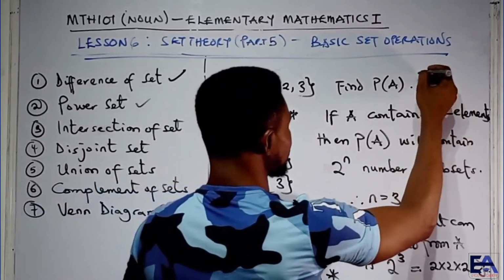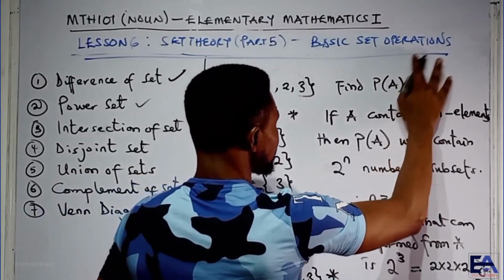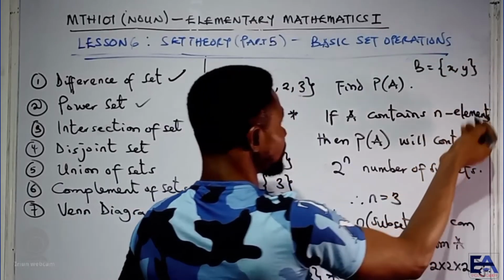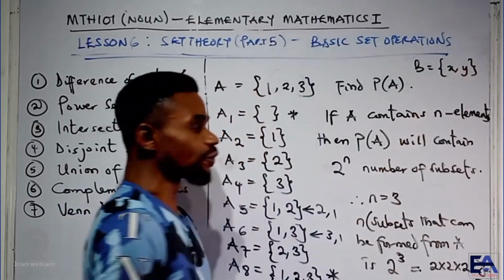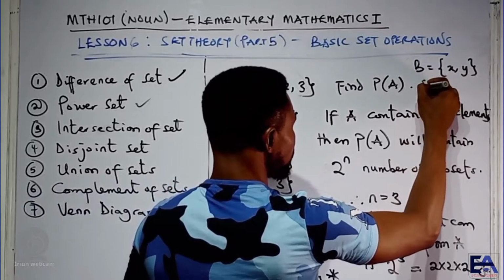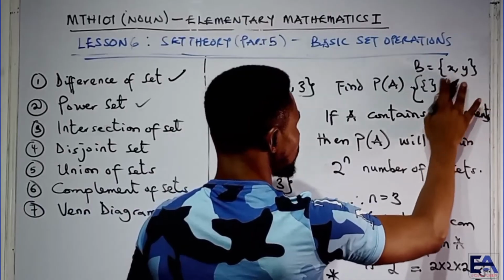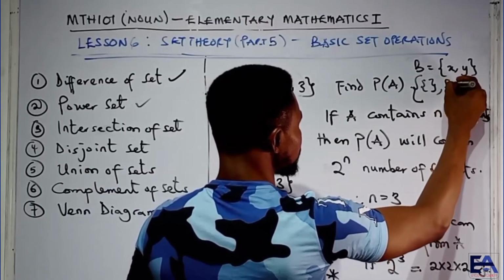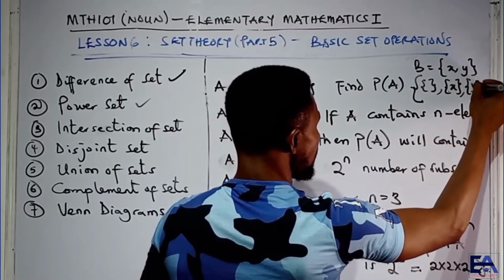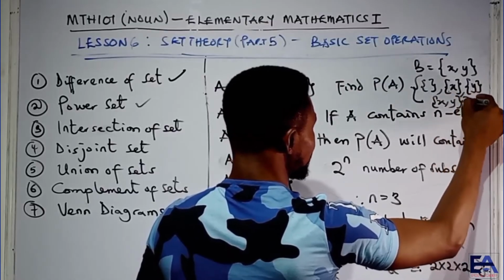Okay, let's say we have a set B equal to X and Y. How many subsets can we form from set B? Remember, the very first one is going to be the empty set. The next one is the singleton X. The next one, the singleton Y. And then the last one is X and Y itself, because every set is a subset of itself.